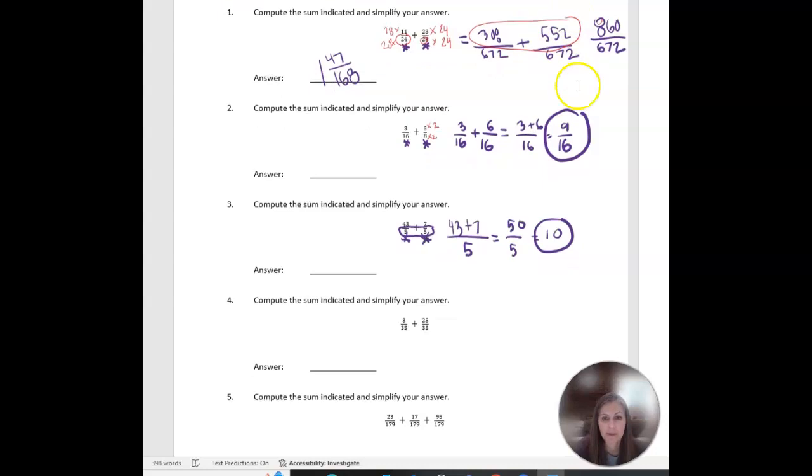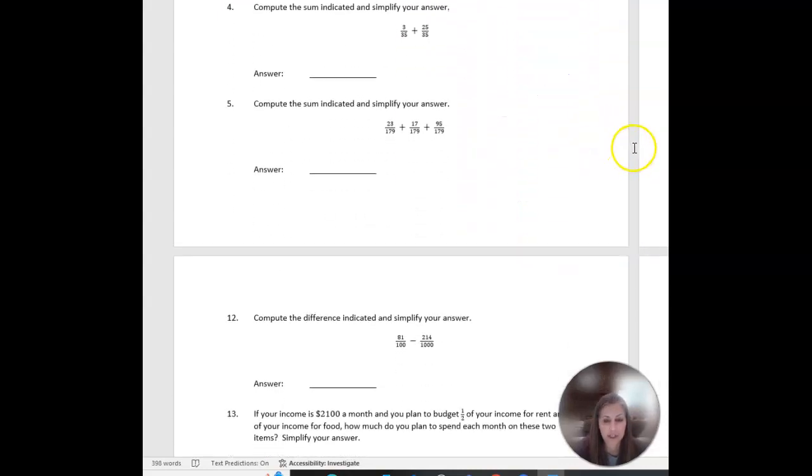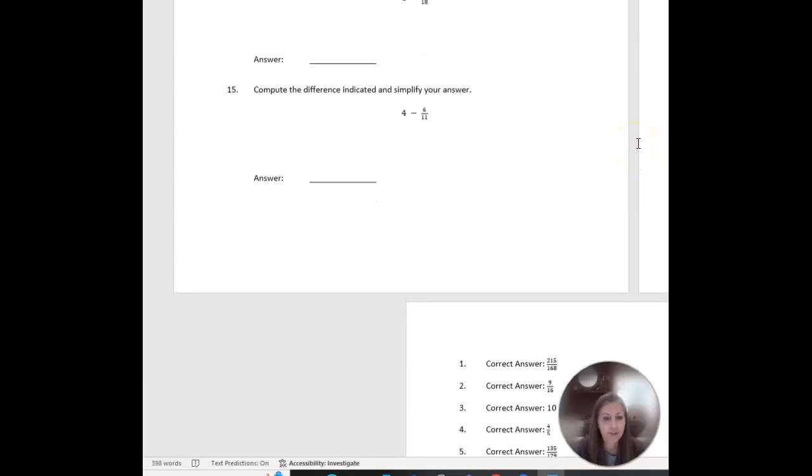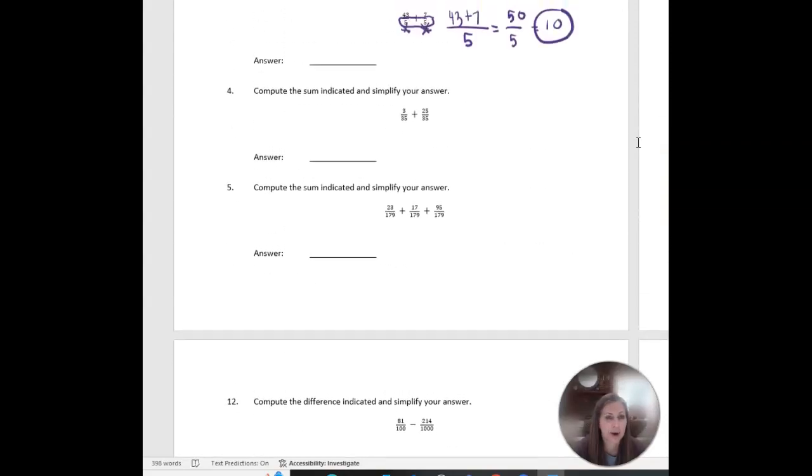Okay, that's correct. Let me see how the final answer is given to us on the answer key for number 1. Do they want a mixed number? Okay, so they reduced it. They gave it to us as an improper fraction.